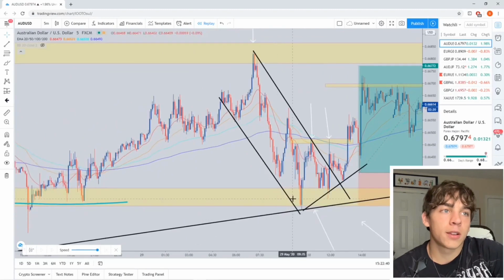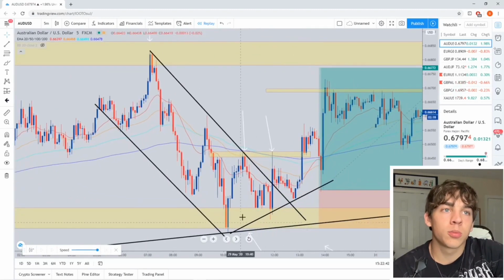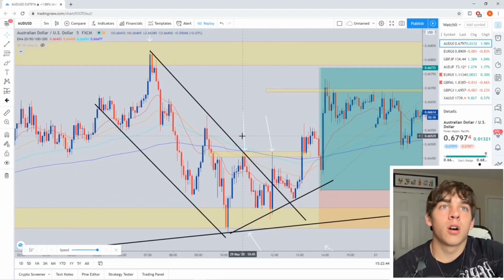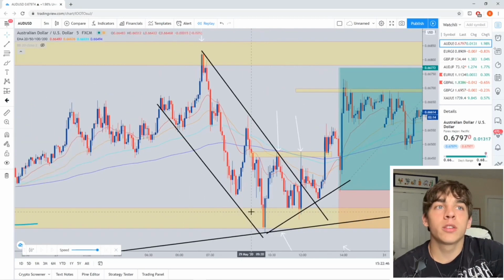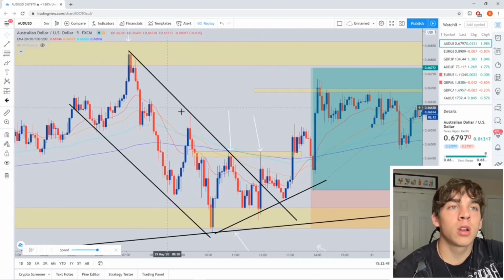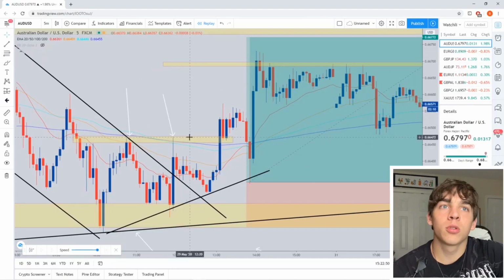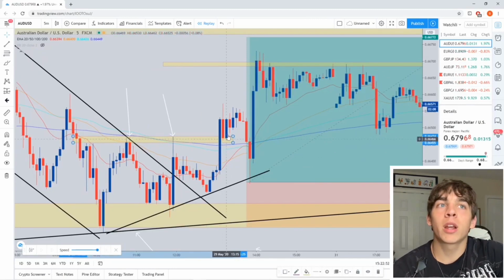So look, support resistance, the initial direction of the market is being tested. We see a breakout. What now? We got our support resistance here. We then have a break of that.